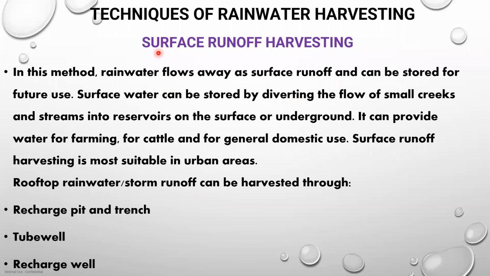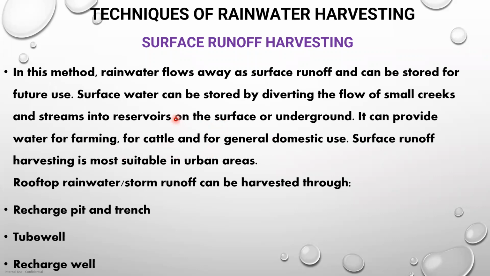Techniques of rainwater harvesting. First is surface runoff harvesting. In this method, rainwater flows away as surface runoff and can be stored for future use. Surface water can be stored by diverting the flow of small creeks and streams into reservoirs, on the surface or underground. See, there are various small flowing streams or creeks. Those can be channelized into the reservoirs which are meant for storing. Those reservoirs can be on the ground as well as under the ground. It can provide water for farming, for cattle, and for general domestic use.